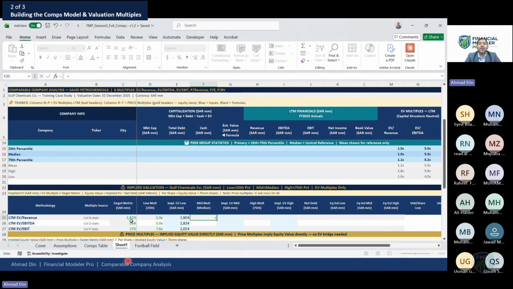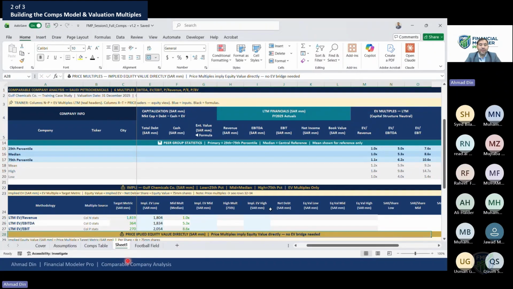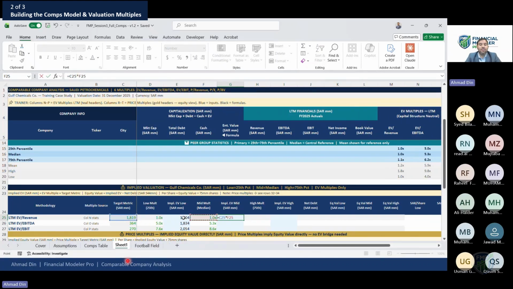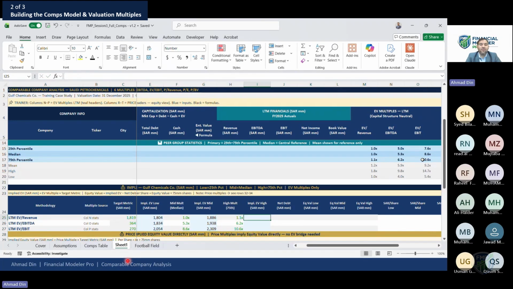Now our mid multiple is the median. So we had the median, then the same criteria: our target company financials multiplied by the mid-range multiple. So we have this one. Now the same on the high side, where we are assuming the 75th percentile. The same formula.